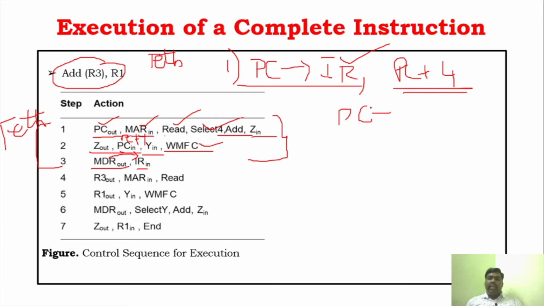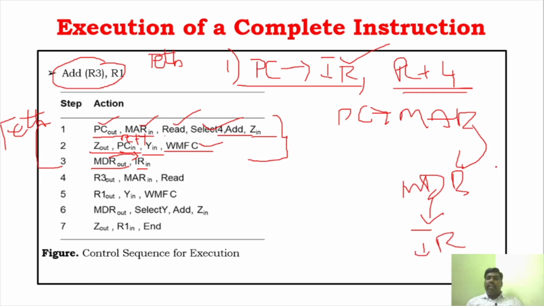From PC it is sent to MAR, from MAR it is sent to MDR, and from MDR it reaches the IR. Similarly, you are explaining another process, how you get PC plus 4. This is common for all executions, because the first step is the fetching phase. This is the fetching phase. Now, at the end of the fetching phase, what will happen?